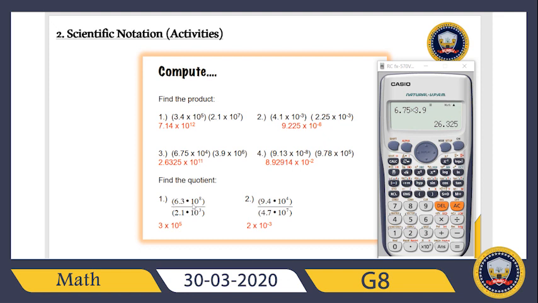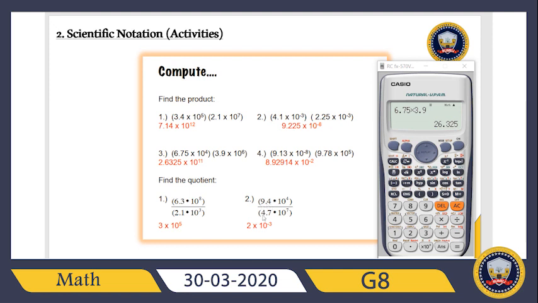Now the last one, 6.3 times 10 to the power of 8. What we're going to do here, we divide 6.3 by 2.1. Okay, it gives us 3. 10 to the power of 8 divided by 10 to the power of 3. So what we do here, it is 10 to the power of 8 minus 3, which is 5. So my power here for 10 is 5.